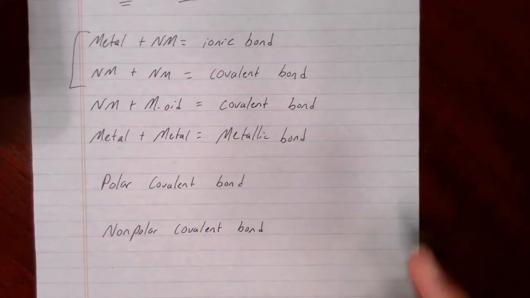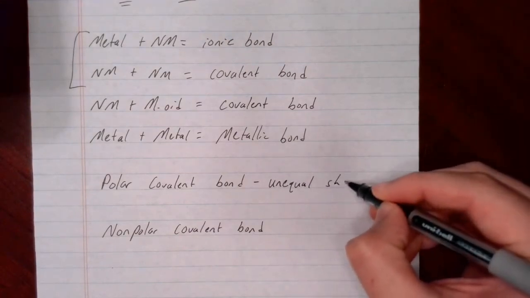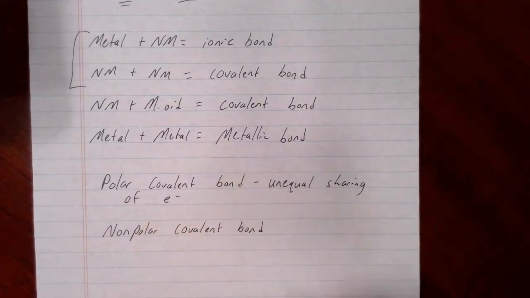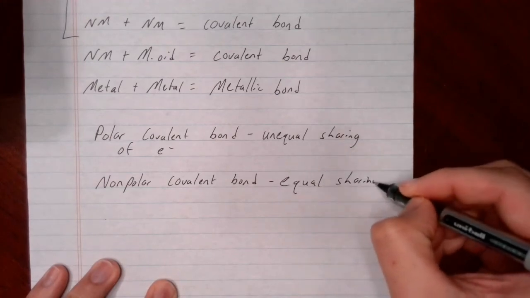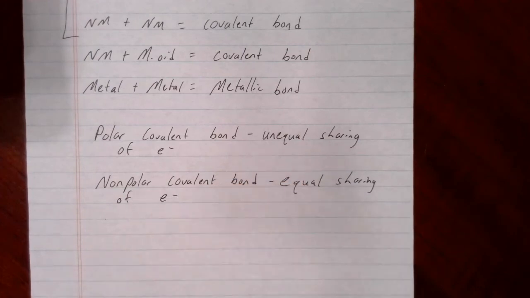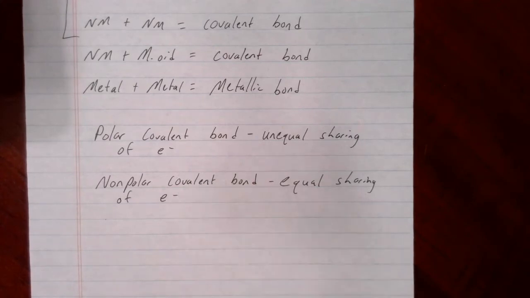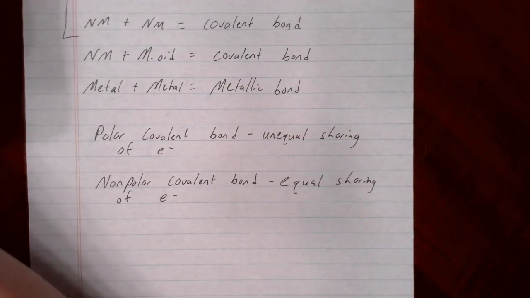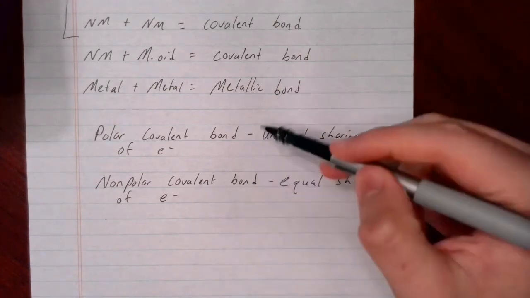Okay? So let's define these. A polar covalent bond results from the unequal sharing of electrons. A nonpolar covalent bond results from the equal sharing of electrons. Okay. So there is a way that we determine this. In order to determine if a covalent bond between two nonmetals is polar or nonpolar, we use the electronegativity table. So this is where we will use the electronegativity values most often. So what we'll do for each covalent bond that we encounter is we'll find the electronegativity difference for the two atoms, and then using that number we'll determine if it is a polar or nonpolar covalent bond.